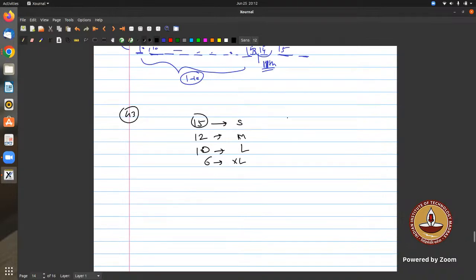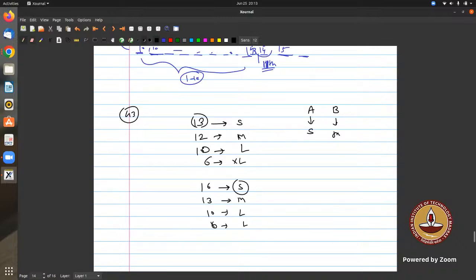Okay. Now there are two players A and B. A will wear S, B will wear, let's say, M. So the new data set will become 16, this becomes 13, this becomes 10, and this becomes 6. Does the mode change? Still it is S, sir. No, sir.